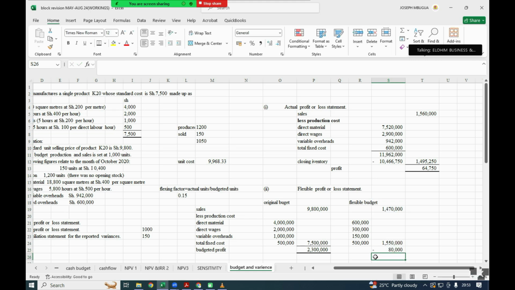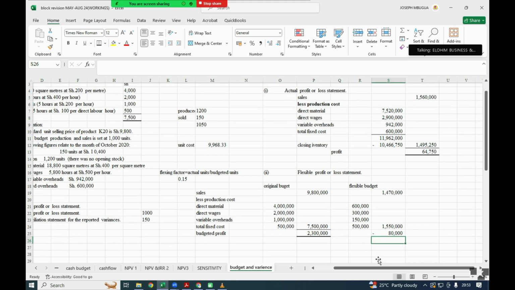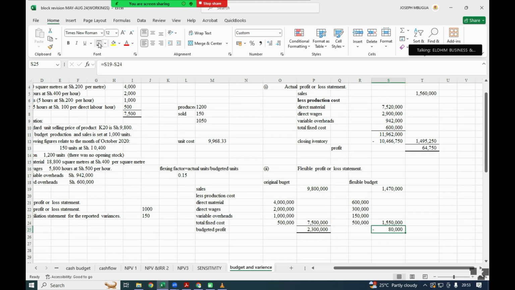So in this case, we made a loss under the flexible. Under the flexible, we are making a loss of 80, 611 plus 450 after 1550. So we had a loss, and the reason for the loss is because of the fixed. The fixed has remained fixed. It has not changed when the level of activity has changed. So that is the second part, how it was supposed to be prepared.